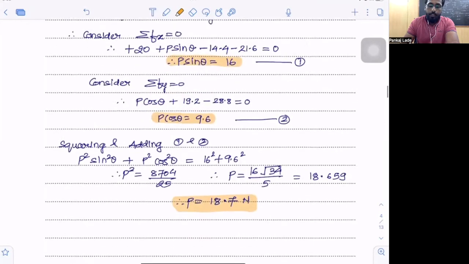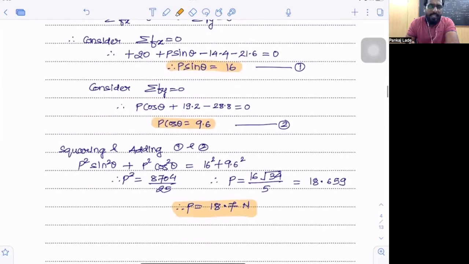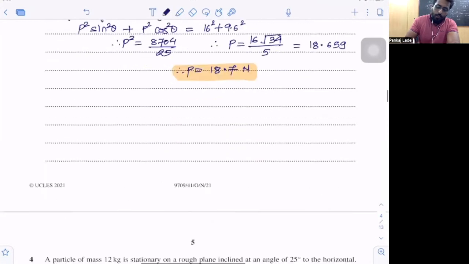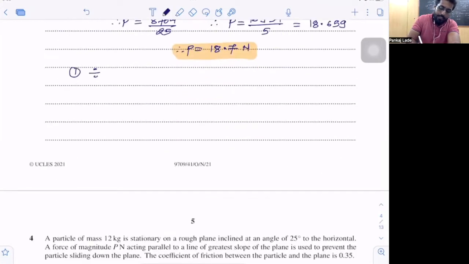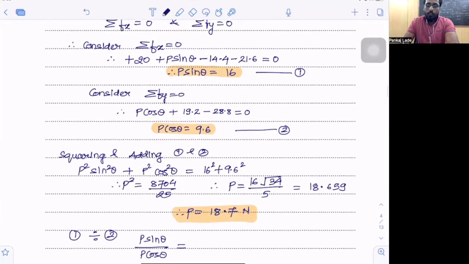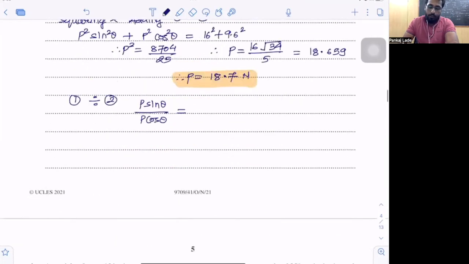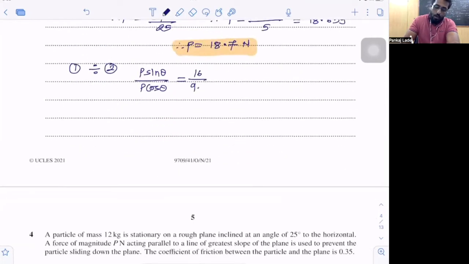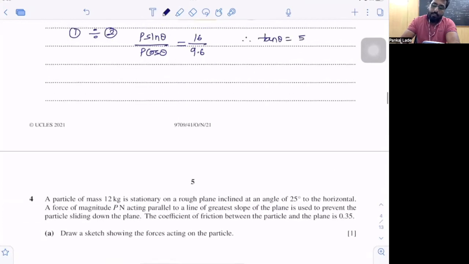Okay, that's the value of P, 18.7 newtons. Now I also need to find the value of theta. So for that, I'm going to divide equation 1 by 2. So let's divide equation 1 by 2. Equation 1 gets divided by equation 2. So I write P sine theta divided by P cos theta. So what's P sine theta, students? P sine theta was 16 and P cos theta was 9.6. So 16 upon 9.6. P and P cancel. Sine theta upon cos theta is tan theta is equal to 16 divided by 9.6. It comes out to be 5 upon 3. So tan theta is 5 upon 3.